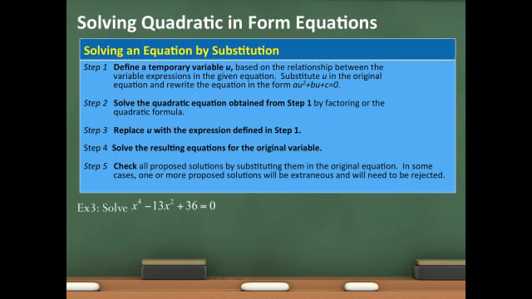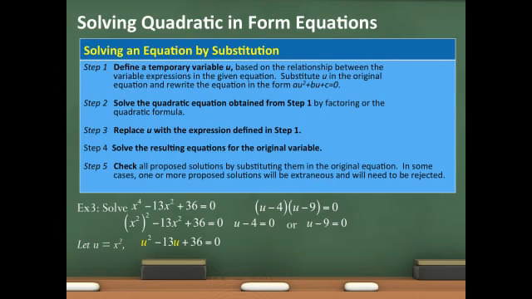In example 3, we have x raised to the 4th power minus 13x squared plus 36 equals 0. We can rewrite x to the 4th power as x squared raised to the 2nd power. To do step 1, we let u equal x squared and replace the x squareds in the equation with u. Doing so will give us u squared minus 13u plus 36 equals 0. Step 2 is to factor the equation to obtain u minus 4 times u minus 9 equals 0. We now take each factor and solve for u. This will give us u equals 4 and u equals 9.